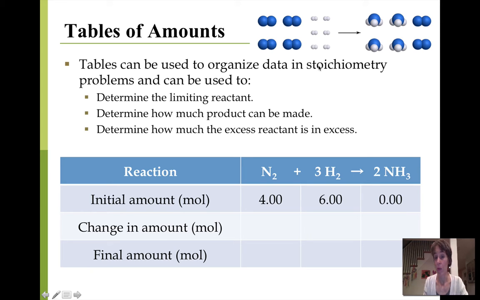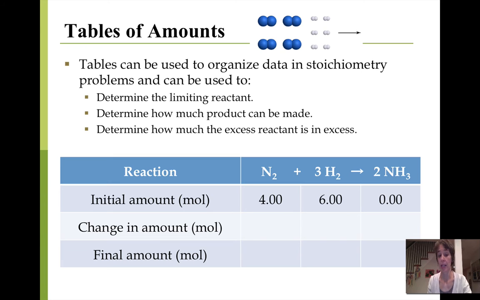So the next step was to figure out which is the limiting reactant. If we take these amounts and divide by the coefficients, 4 divided by 1 gives us 4, and 6 divided by 3 gives us 2. So that tells us that the hydrogen is the limiting reactant here. So the next line is our change line. We've already defined the limiting reactant as the one that gets used up completely, so we know that this hydrogen here is going to go to 0.